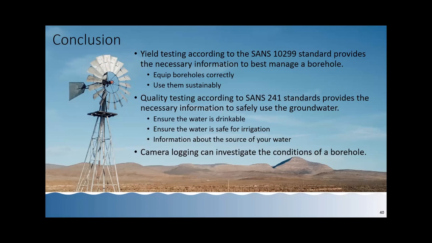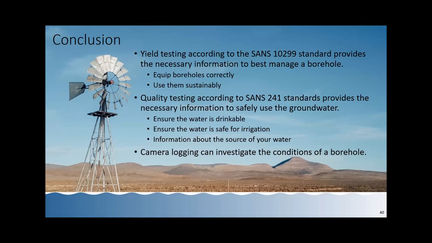In terms of quality, we need to be able to check that if the water is intended for drinking or irrigation, that the chemistry of the water matches that use. And we can also get a little bit of information on how the aquifer is producing that type of quality water and what type of geological conditions we're expecting that aquifer to be in. Lastly, if there's a lot of uncertainty, we can do a camera logging investigation, and that can add a lot of detail into what we understand about the borehole.